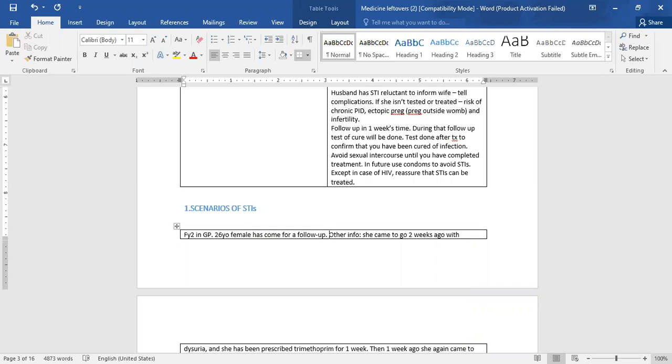And also one more thing, whenever the patient has an STI and you are taking the history, do ask about the recreational drug history as well, because these people are at risk of that as well.